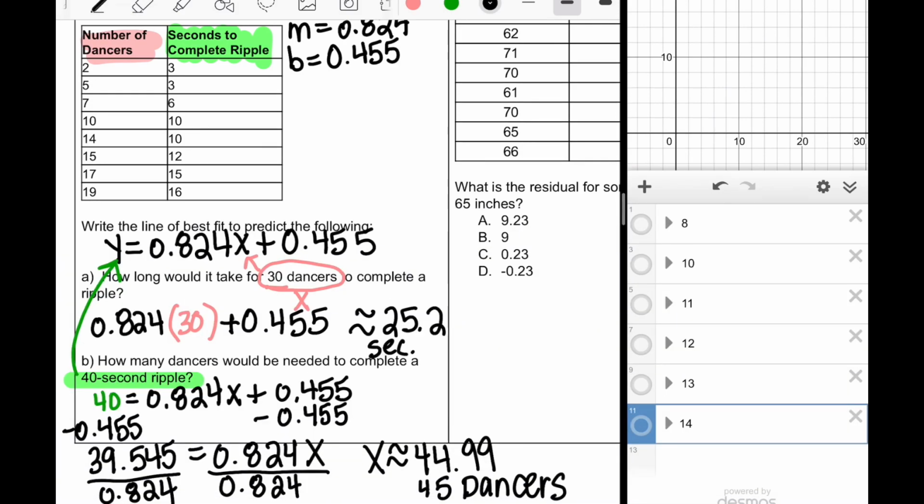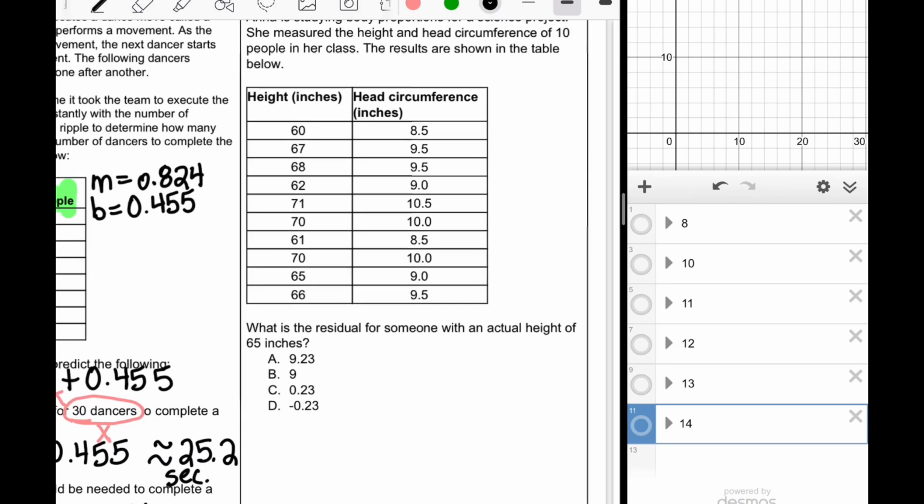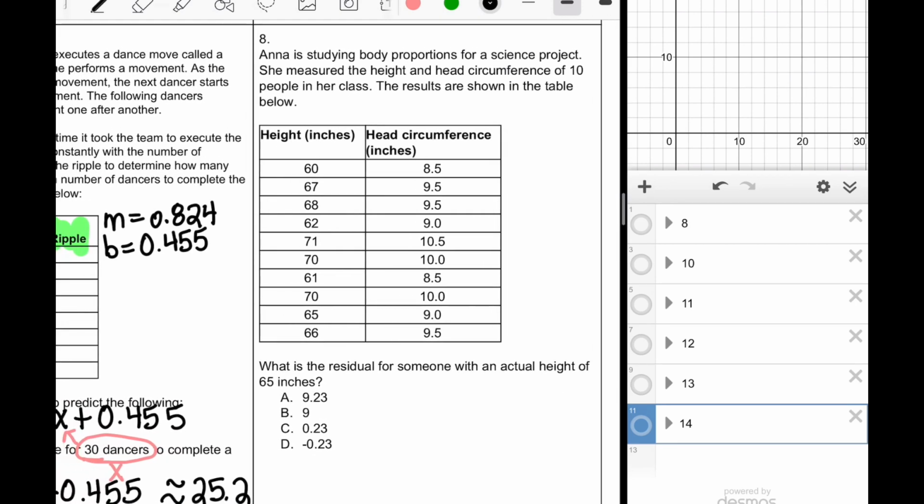All right, so number 8. Number 8 says that Anna is studying the body proportions for a science project. She has measured the height and the head circumference of 10 people in her class. The results are shown in the table below. So what is the residual? The key phrase here is residual, as we're looking for someone that has an actual height of 65 inches. So if I look at my table, I see 65. So they actually have a head circumference of 9 inches.